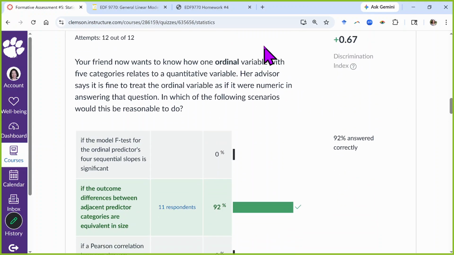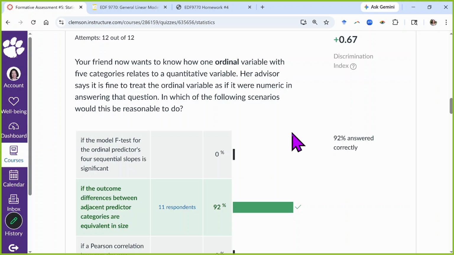Next question. Slightly higher level of difficulty. Your friend wants to know how one ordinal variable with 5 categories relates to a quantitative variable. And by the way, this your-friend-asks-you thing is 100% legit. Welcome to my life. My friends are often academics, and we often end up talking shop, and they ask me questions, and I'm happy to try and help, and I ask them questions about their work, and they're happy to try and help. So this is not a fictional story.